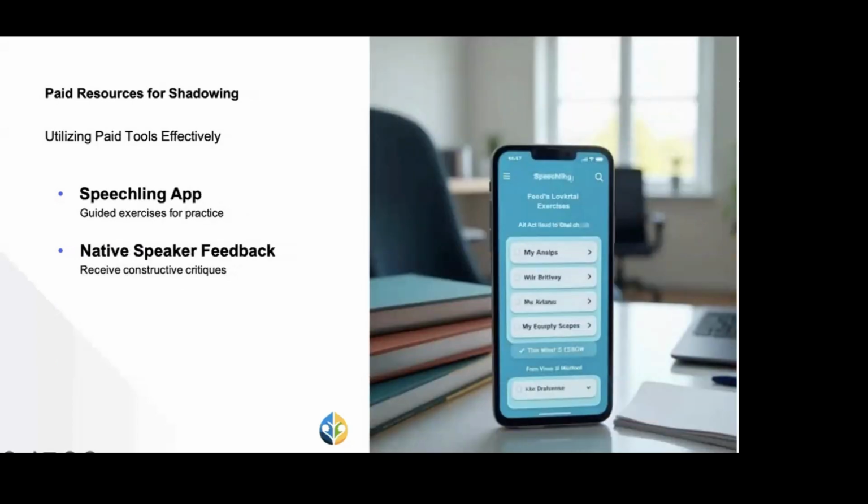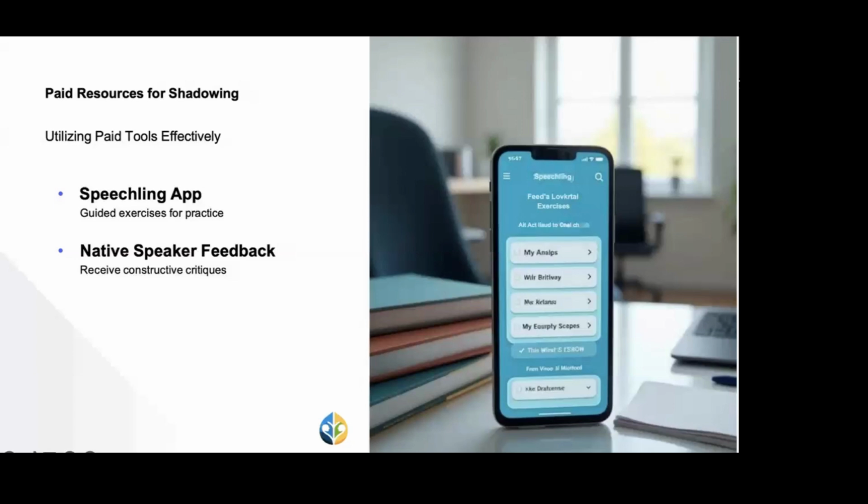Now, there are paid resources as well, right? So, on this slide, these resources will enhance your English speaking skills through shadowing techniques, specifically the Speechling app. Now, this platform, Speechling, offers a variety of guided exercises that allow learners to practice their speaking skills in a structured manner. With a user-friendly interface, it provides audio recordings for learners to imitate, therefore ensuring they can work on pronunciation and fluency. You get native speaker feedback.